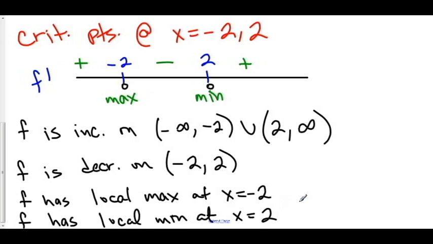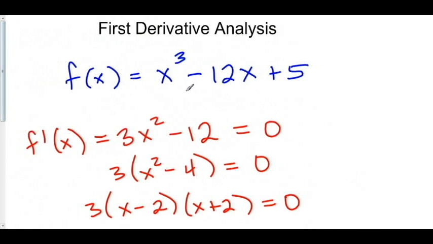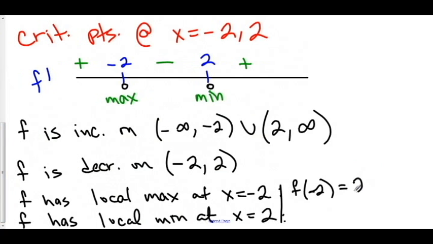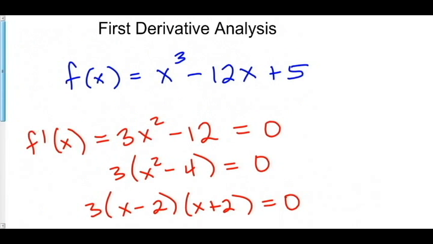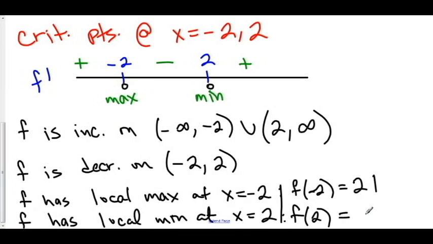We can even find the maximum and minimum value of this function by plugging in negative 2 and positive 2. When we do that, we get f of negative 2 is equal to, let's see here, negative 8 plus 24 is 16 plus 5 is 21. And if we plug in positive 2, we get 2 cubed is 8 minus 24 is negative 16 plus 5 is negative 11.